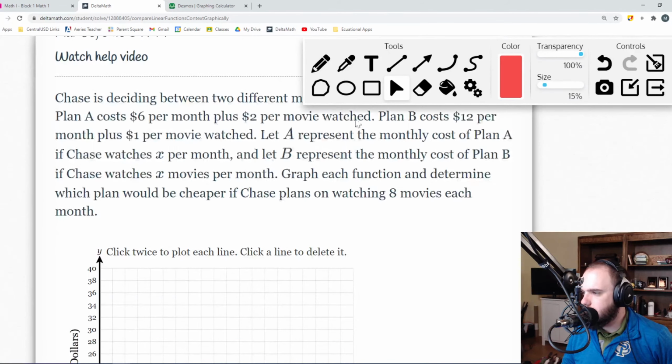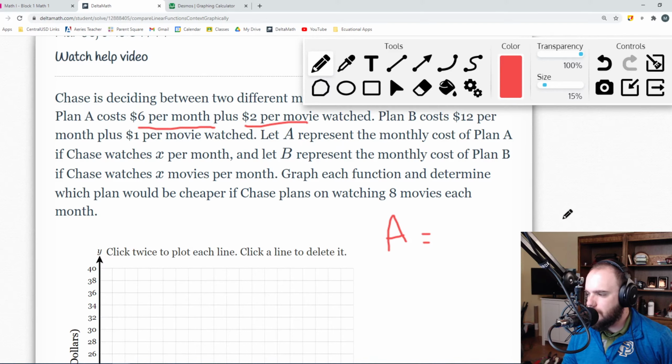Okay, let's start by writing our equations, right? So let's do Plan A. Remember, our Plan A was $6 per month and $2 per movie watched. So we're talking about per month, so it doesn't matter what happens. If he watches 0 movies, he's going to be charged $6. So that's our flat fee. And then per movie, if he watches movies, it's going to be written like this. So we have 2 times the number of movies we watch. So if we watch 1 movie, it's $2. 2 movies is $4, and so on.